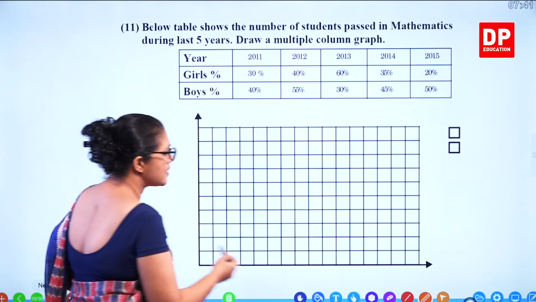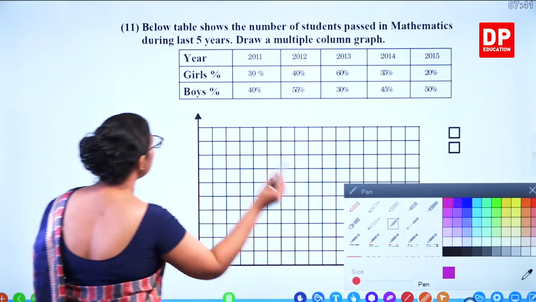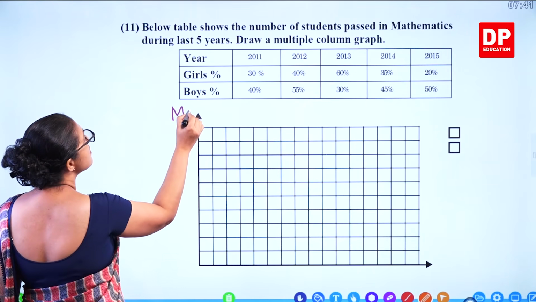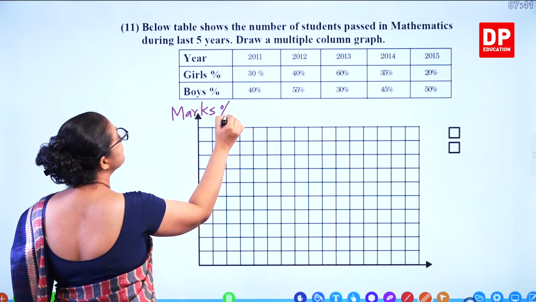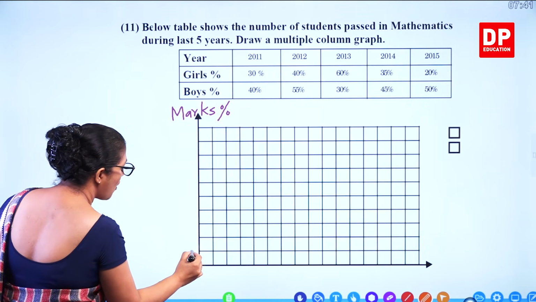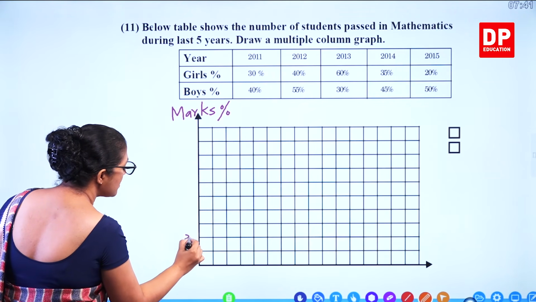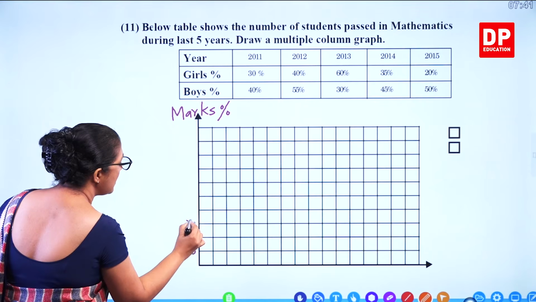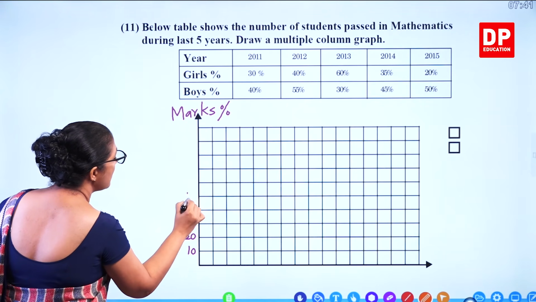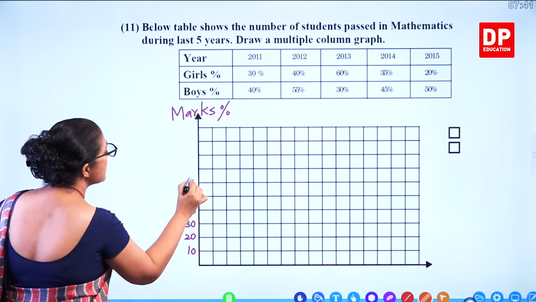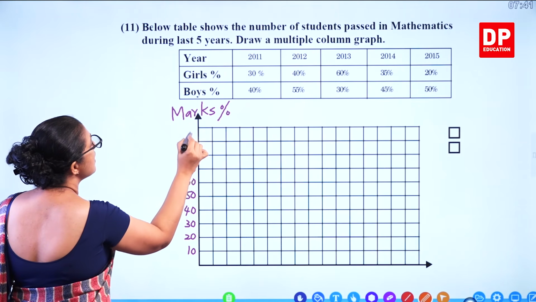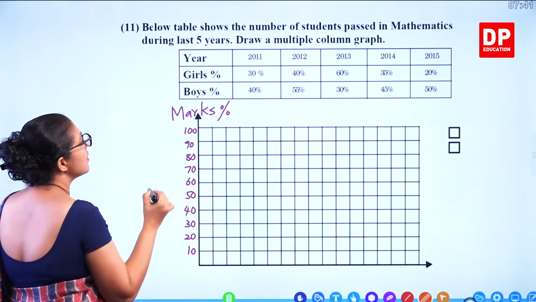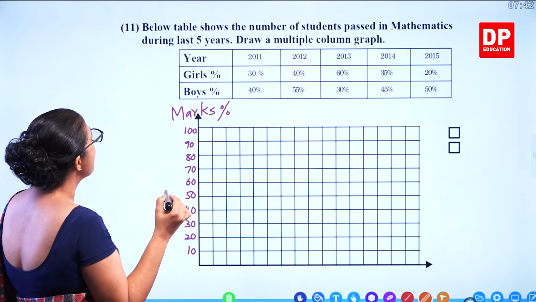So this is marks as a percentage. So you can start from 10. 10, 20, 30, 40, 50, 60, 70, 80, 90, 100. And then year.